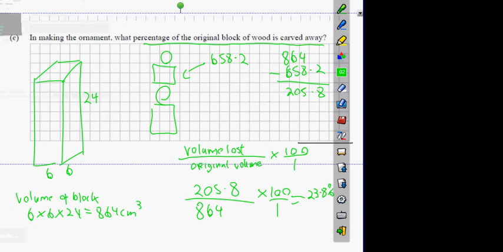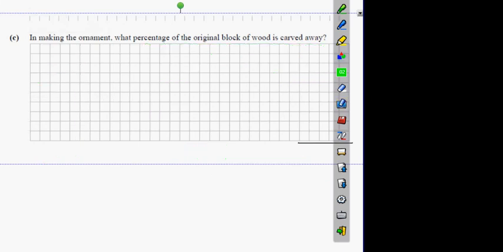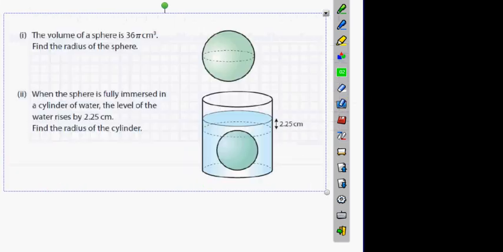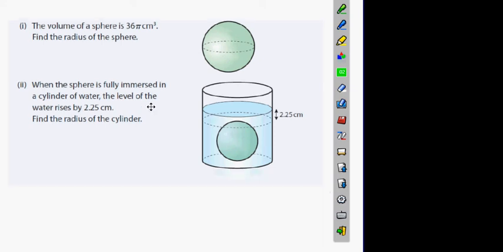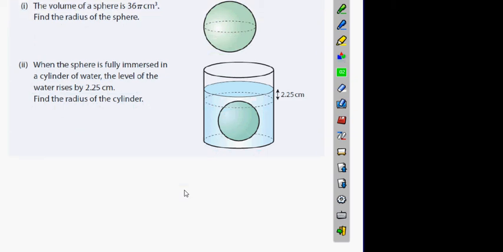Okay guys, so we're on the next question. Volume of a sphere is 36 pi centimeters cubed. Find the radius of this sphere. If you wanted to start off this question, what are the key words? Key words, Mark? Volume. Of a sphere. Sphere. What's the volume of a sphere formula?